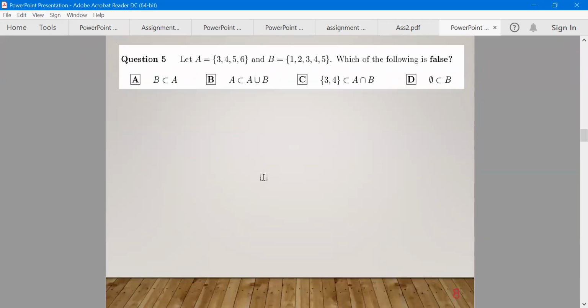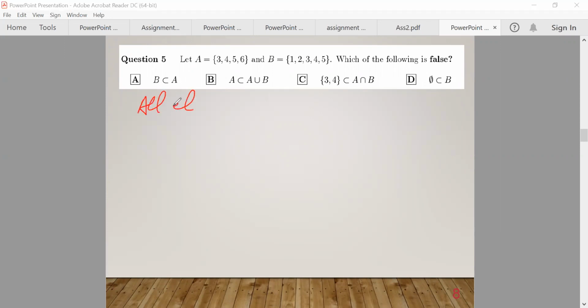Exercise 5, you have 7 exercises. This is A, this is B. Which of the following is false? B is a subset of A. That means B is a subset of A, meaning all elements of B are elements of A. This is what subset means.